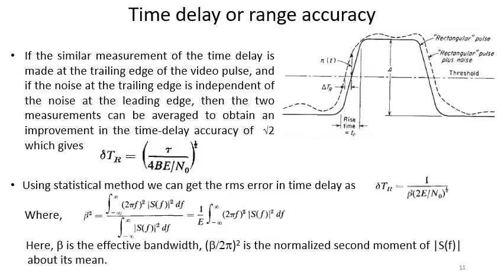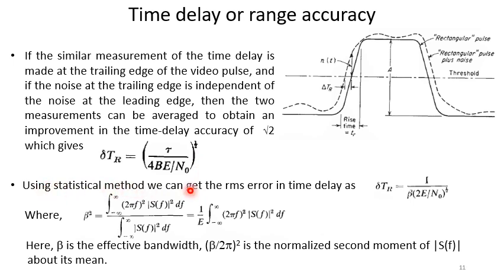If a similar measurement of the time delay is made at the trailing edge of the video pulse, and if the noise at the trailing edge is independent of the noise at the leading edge, then the two measurements can be averaged to obtain an improvement in the time delay accuracy by √2. So that will give us delta TR equal to tau by 4B E by N0 whole to the power half.